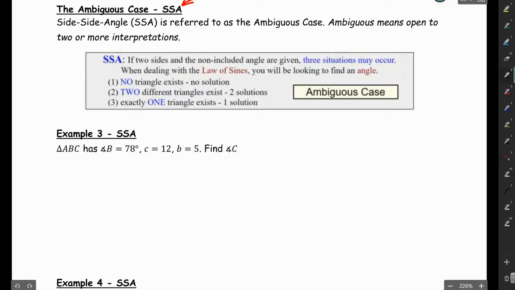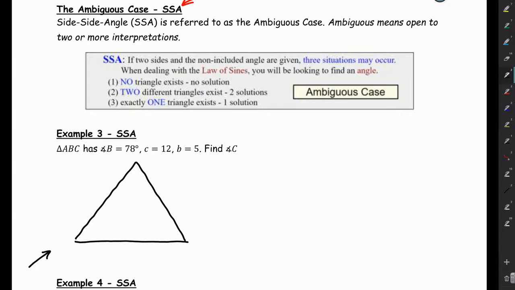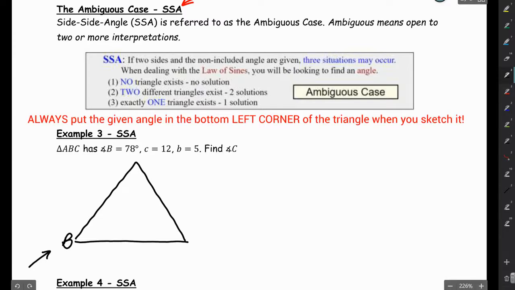Now, I have come up with a way to make this really easy, and there's a process you have to follow. The first part of the process says that if you have angle, side, side, you're going to draw the triangle, and don't worry about it being to scale. We're always going to put the angle we have in the bottom left corner. And then the side opposite angle B, of course, is here, and that's equal to 5.